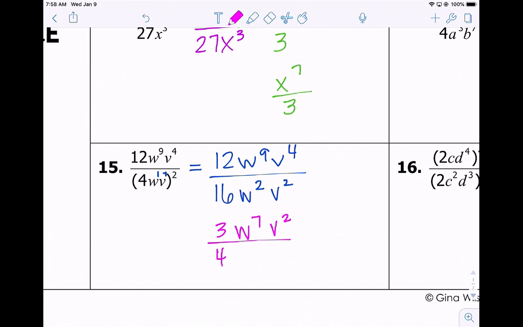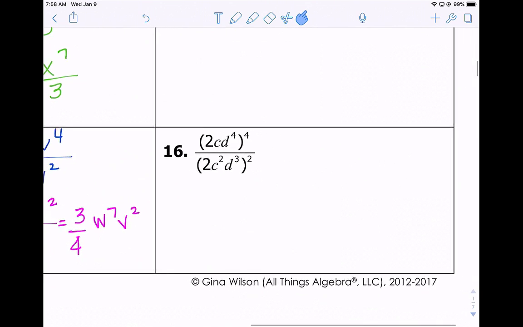So you could write it like this. Another appropriate way of writing it would just be 3/4 like this, and then w to the 7 v squared. Again, what you don't want to do is put this or this in the denominator. It either needs to be out to the side or in the numerator. All right, I'm going to do one more.